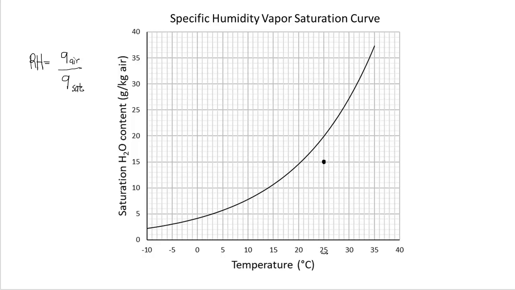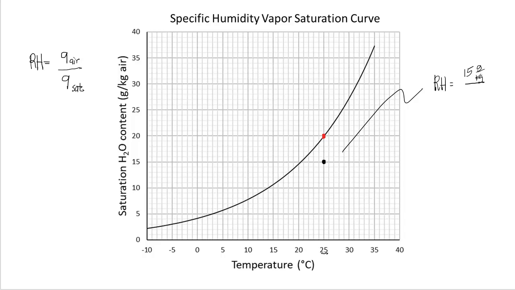So in this particular case, for the air in this example, the relative humidity will equal the specific humidity of the air, which is 15 grams per kilogram of water vapor, divided by the value at saturation. So at this temperature, at 25 degrees, if we look on our diagram, this is the value when the air mass is completely saturated with water vapor.